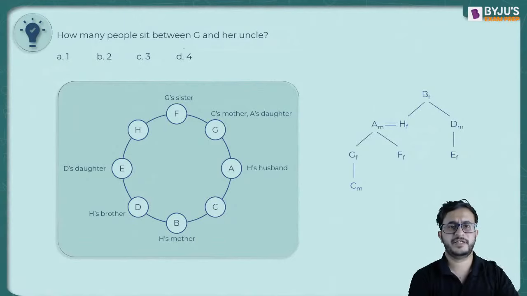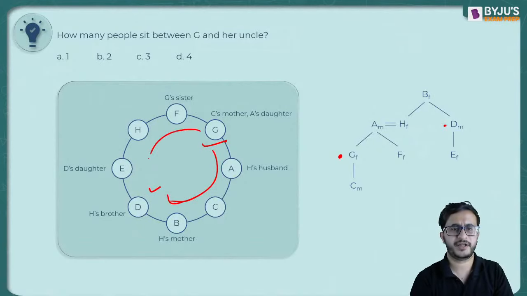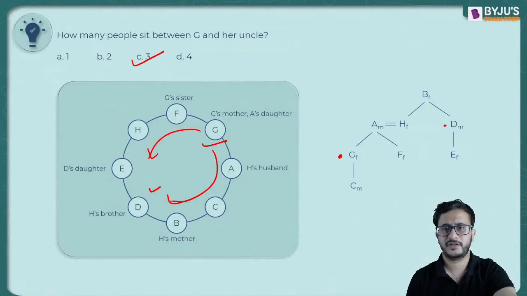How many people sit between G and her uncle? G's uncle is D. So how many people between G and D? This is G and this is D. So if you count from either side, you see that there are 3 persons in between. Either way you count, that will be 3 people.